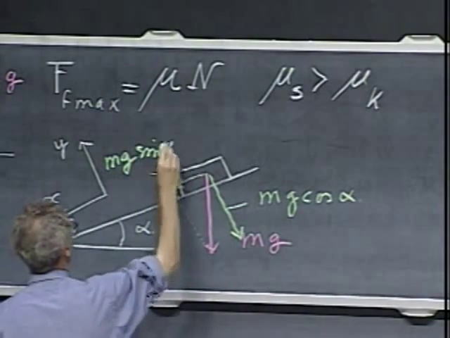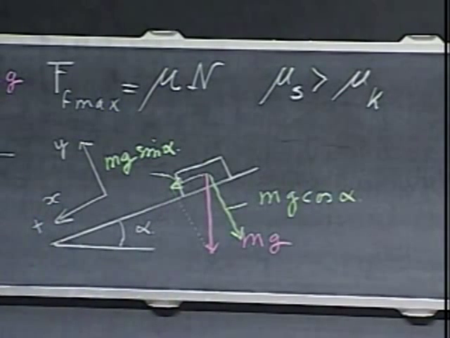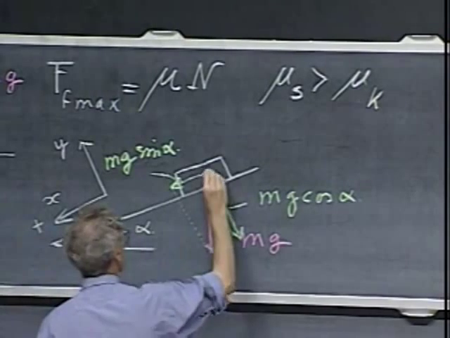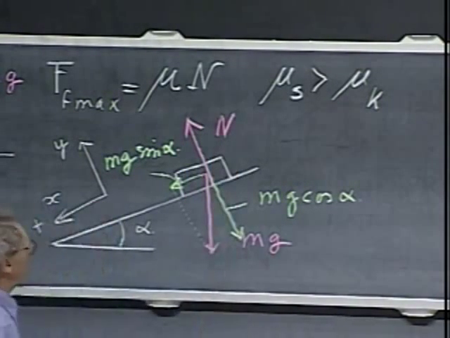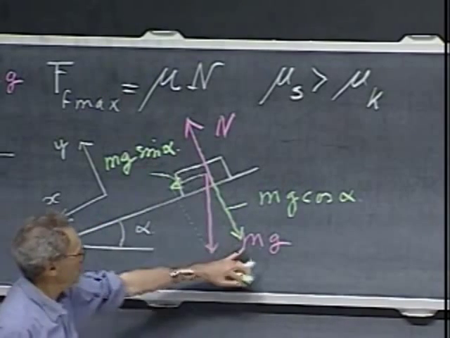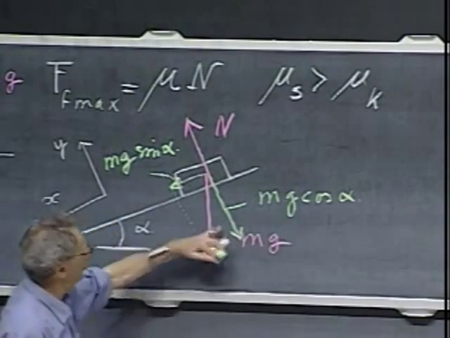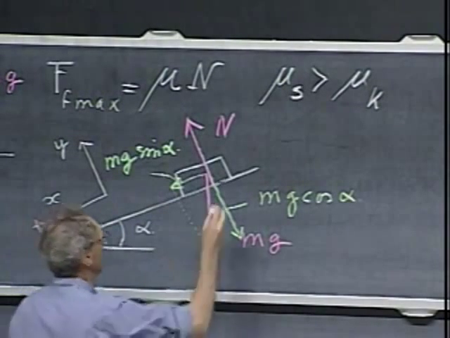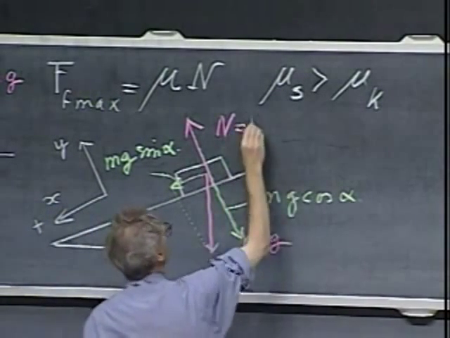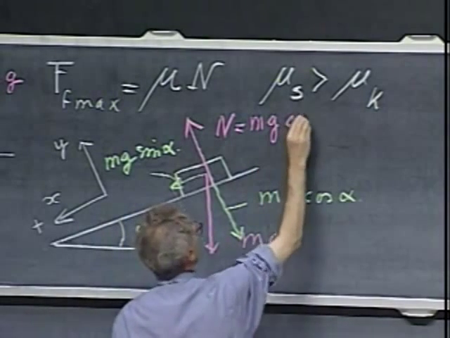sine alpha. There is no acceleration in the y direction, so I can be sure that the surface pushes back with a normal force n, and that normal force n must be exactly mg cosine alpha, because those are the only two forces in the y direction, and there is no acceleration in the y direction, so this one must be mg cosine alpha.